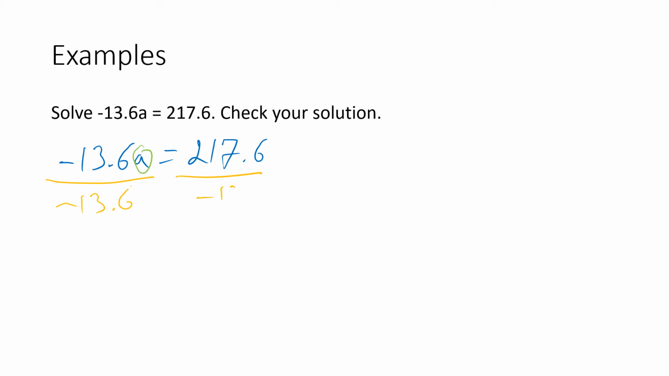And negative 13.6. So down here, that's going to leave us with 1a, okay, because that negative 13.6 divided by negative 13.6 is a 1. We still have that a there. And over here, if we were to work this out in our calculator, we would find out that this would be negative 3.5.